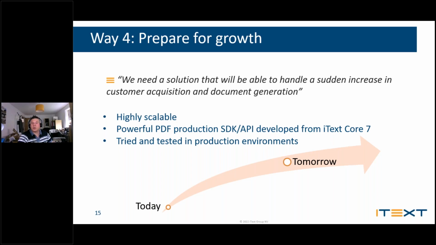To prepare for growth, you can run multiple instances to cope with the demand. As I mentioned before, you can run one, you can run multiple, you can control your bill, and at the same time you can make sure that your service, your PDF generation service, is always up and running.